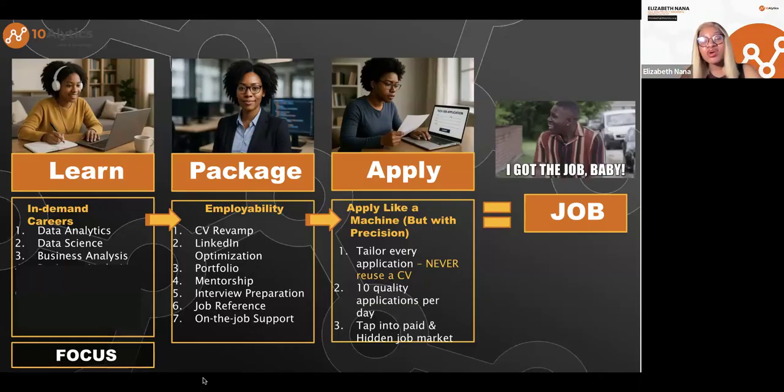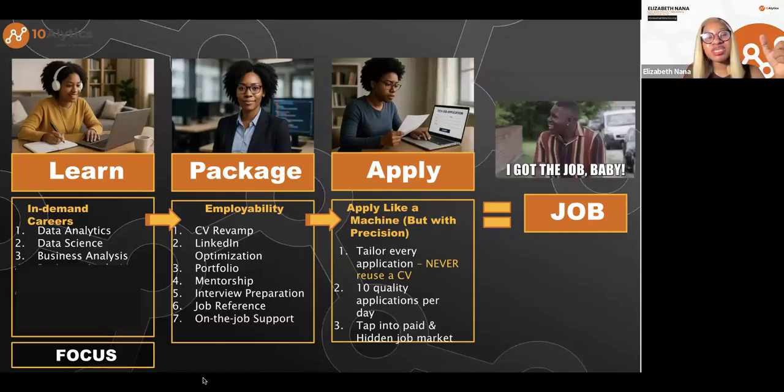Now, that is it on the packaging. And the next thing you want to do is apply like a machine, but you want to apply with precision. So don't say because Elizabeth said you have to apply like a machine, you're just spraying your CV everywhere. No, you want to be very precise. You want to be very strategic with your applications. You want to make sure you are tailoring every single application to fit the job.